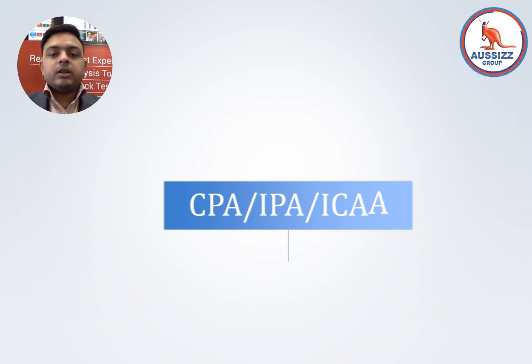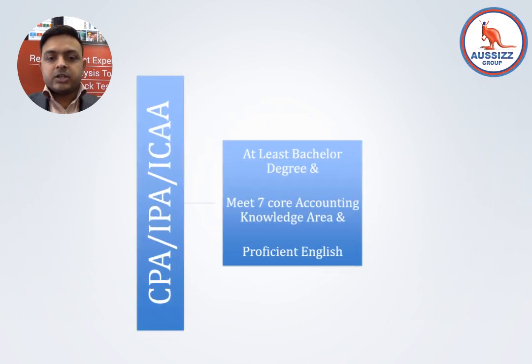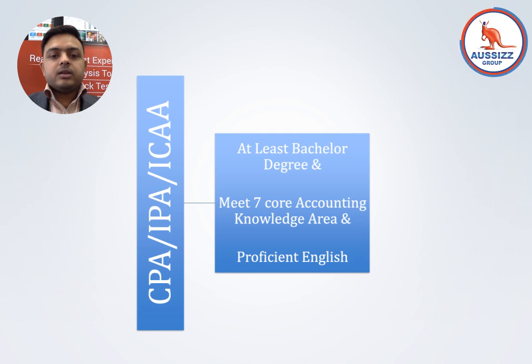Now, what we need here to assess is that the person has to have at least a bachelor's degree or higher, and the degree that the applicant has studied has to meet 7 core accounting knowledge areas. Now, generally, people who study in Australia usually meet this requirement because those courses are already accredited by CPA or IPA or ICA. However, if you study something overseas, let's say someone studied Bachelor's of Commerce from overseas, now they want to assess the degree here. They can also assess the degree.